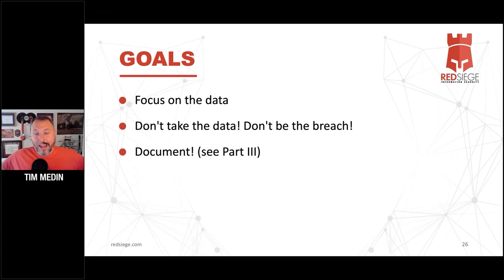I raised my hand and I'm like, I'm sorry. Can we stop for a second? Don't steal the data. If you do, you're a breach. Don't do this. If you ever did this on my network, I would fire you on the spot. If you were my employee, I would fire you on the spot as well. Don't do this. This is a significant risk. I get what you're saying. Demonstrate the risk. Don't take it.